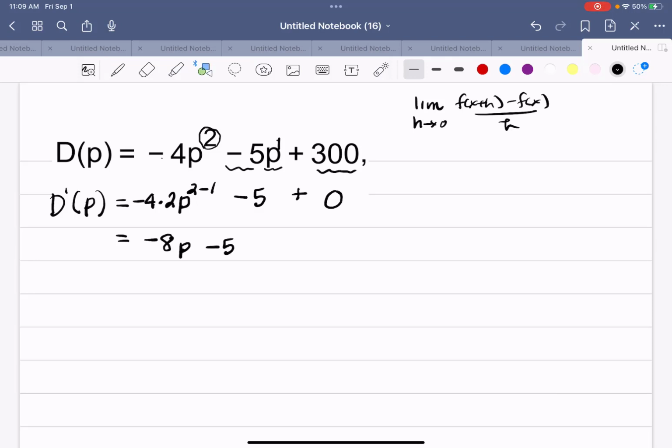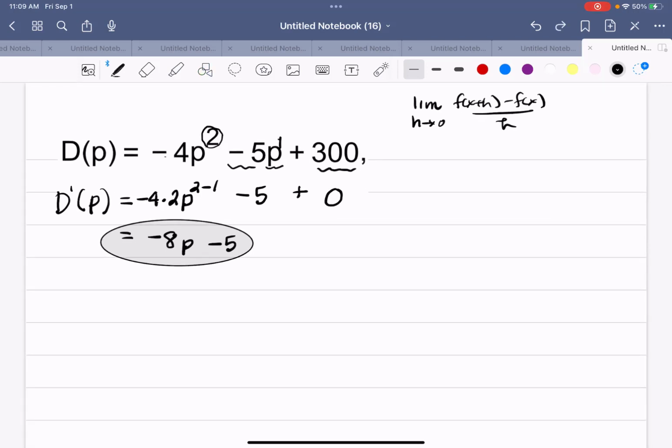So look how much shorter that process is than doing negative 4 times p plus h squared minus 5 times p plus h plus 300, and then having to evaluate that and then subtract out the original negative 4p squared minus 5p plus 300. Change these signs. See how much faster this is. This is much faster than doing the difference quotient.